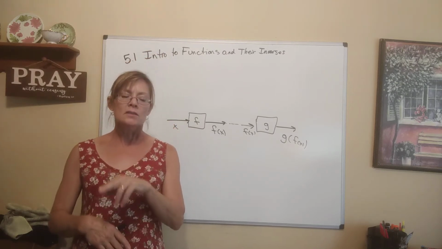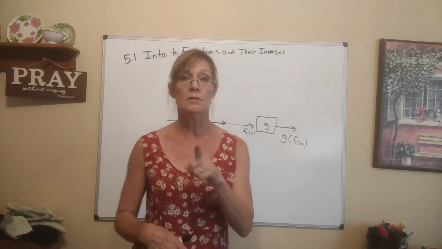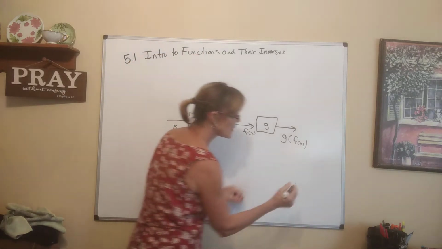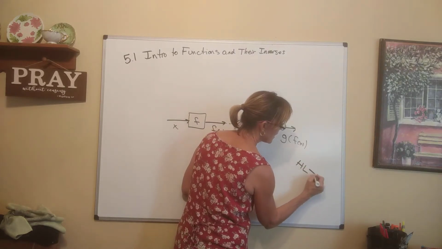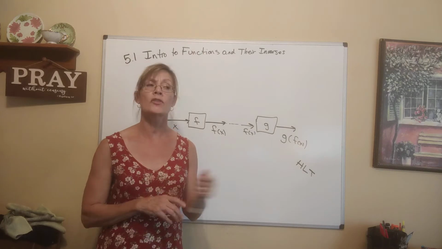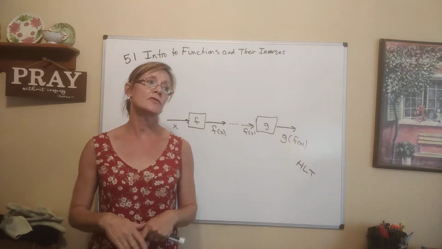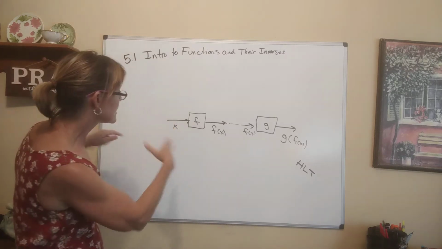Functions that have inverses pass something called the horizontal line test. I'm going to talk about that in a minute. I'll remind myself to mention that. And functions that do not have inverses fail the horizontal line test. I'll show you which functions have inverses and which functions don't have inverses. But first, let's say, what is it?